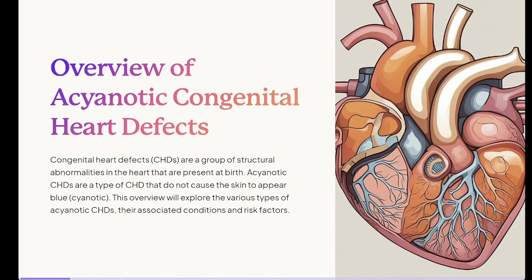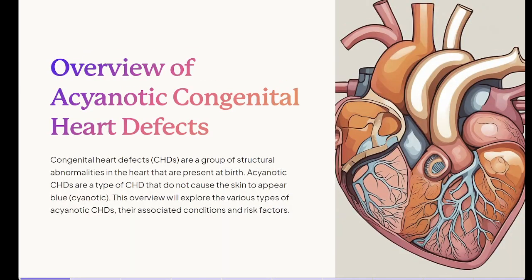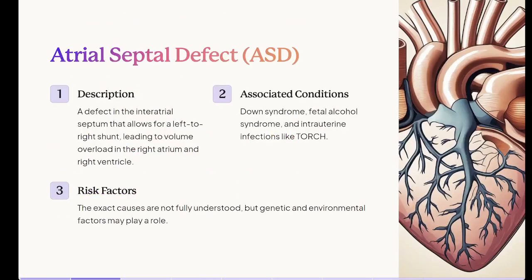Here's a table summarizing the overview of acyanotic CHDs, along with associated conditions and risk factors. Acyanotic CHD description, associated conditions and risk factors. Atrial Septal Defect, ASD: defect in the interatrial septum leading to an atrial left-to-right shunt and RA and RV volume overload. Down syndrome, fetal alcohol syndrome, intrauterine infections, e.g.